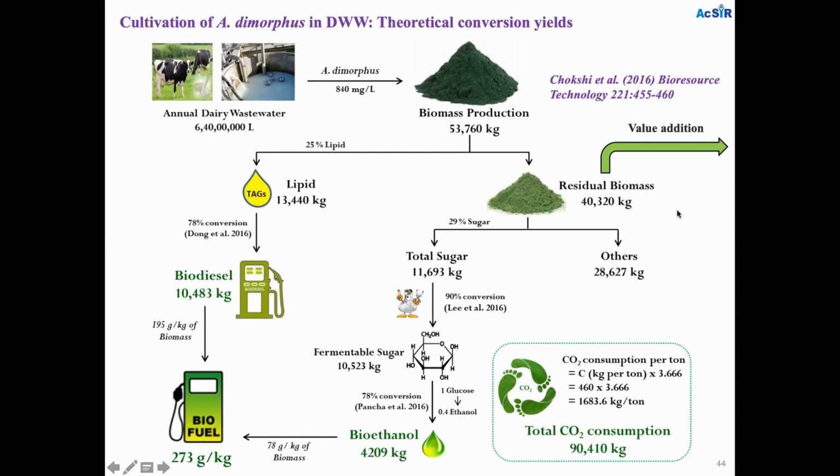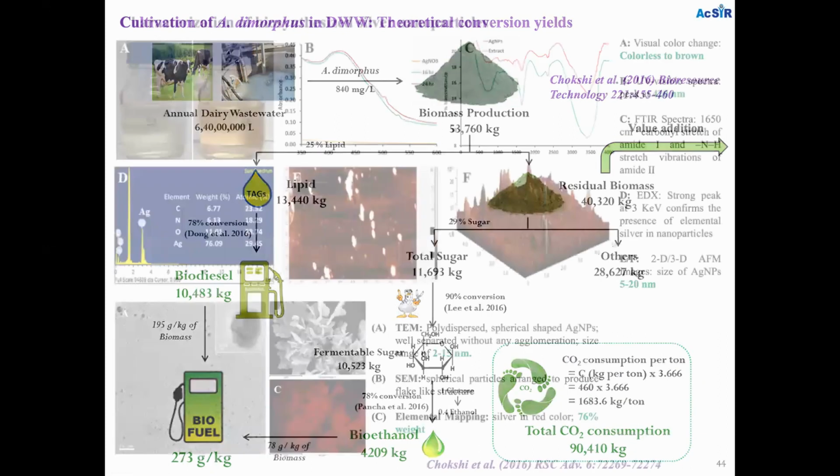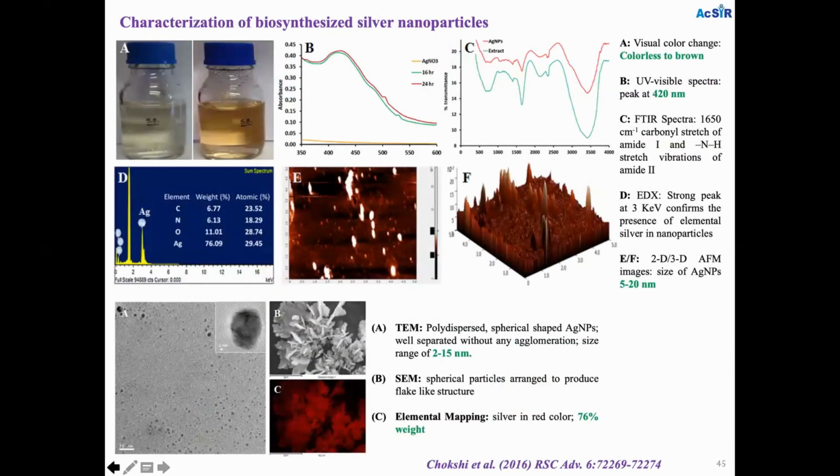So as I mentioned, we had used this residual lipid extracted biomass for its value addition. What we had done is we had prepared the water extract of the biomass, and then this water extract was used for the synthesis of silver nanoparticles. And after synthesizing the nanoparticles, we characterized them using TEM, SEM, and elemental mapping. And we observed that the particles have a size of around 2 to 15 nanometer.